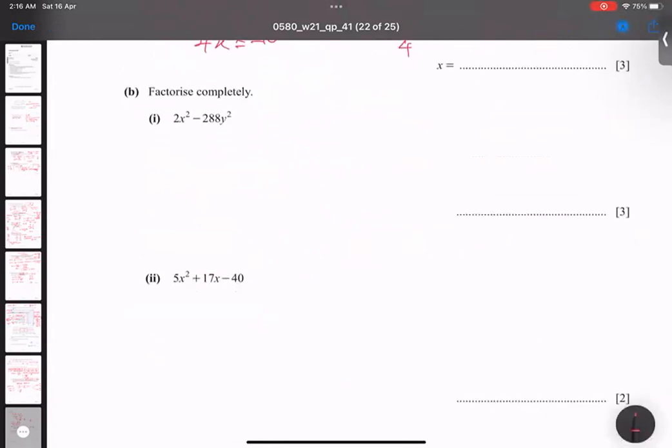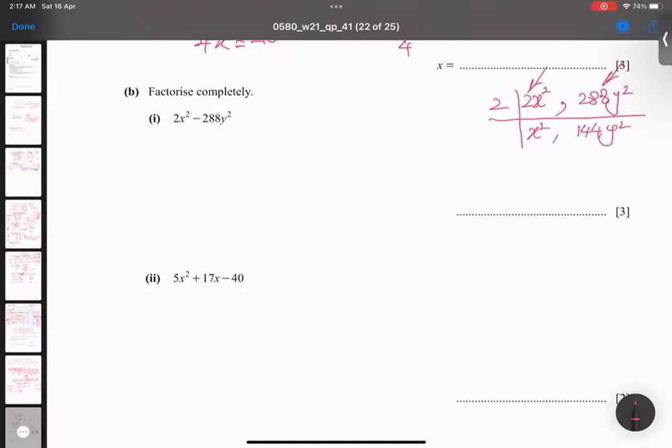If an exact answer comes, you can write it as a fraction, no problem, or as a decimal, no problem. Factorization. This is very important, most often it comes in exam papers. It is common out. What if you don't know how to common out? 2x to power 2 minus 288y to power 2. So naturally, x squared and y squared have nothing common, but 2 is common because both numbers are divisible by 2. So 2 ones are 2, 2 fours are 8, and 2 fours are 8. So 2 common from here. What is left? x squared minus 144y to power 2.